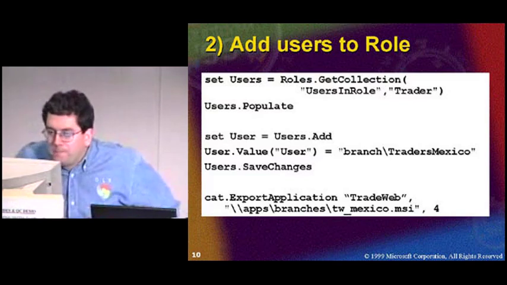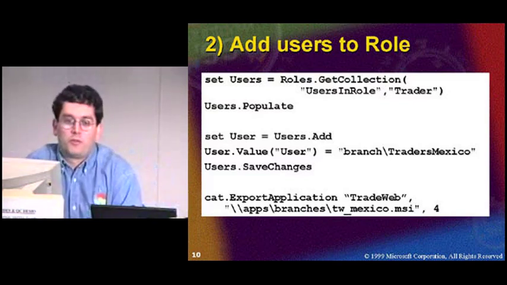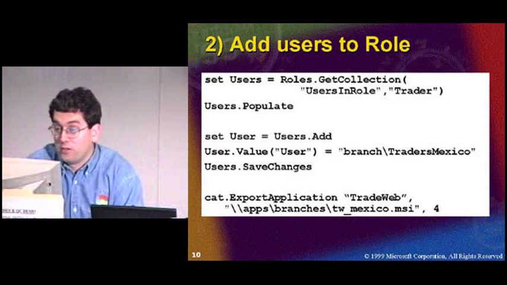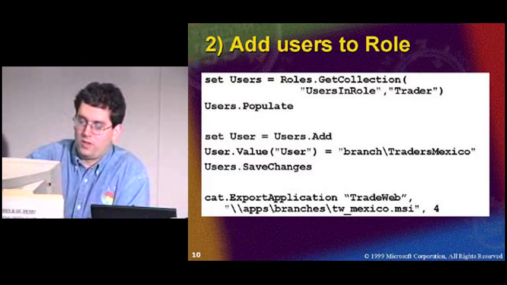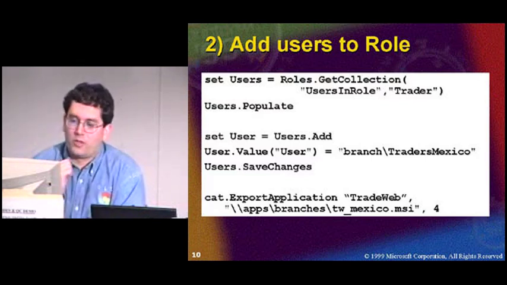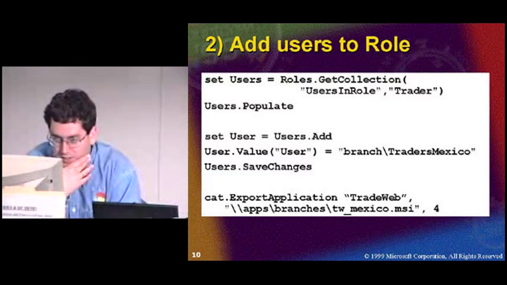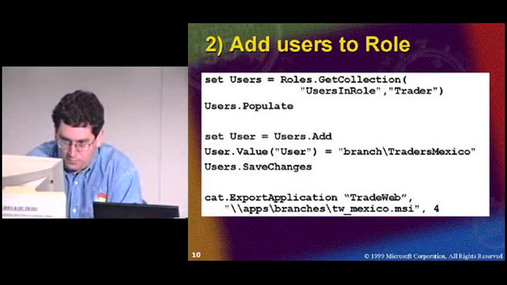So the next step, we're going to get the users collection, the users and role collection for this role object, for this particular role. We're going to find the collection that has the users, and we're going to read the users, and now we're going to start adding a new user to this collection that has the users for this role.